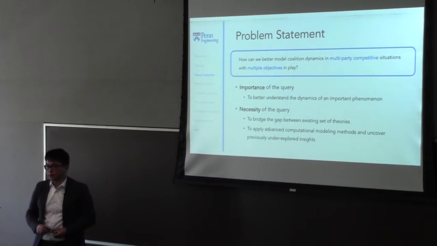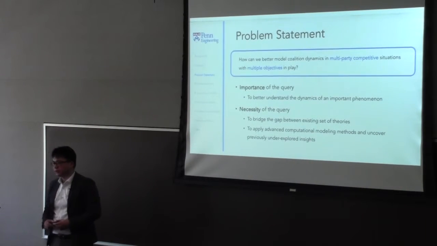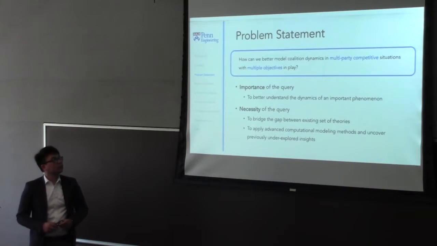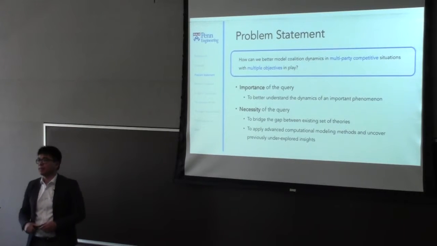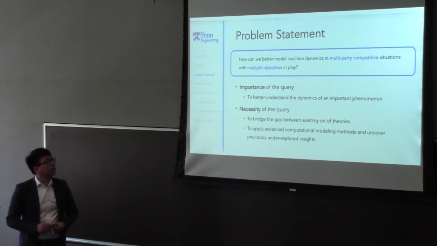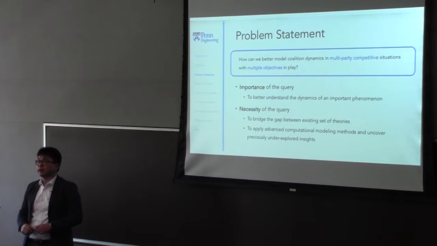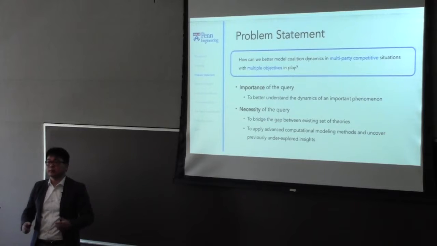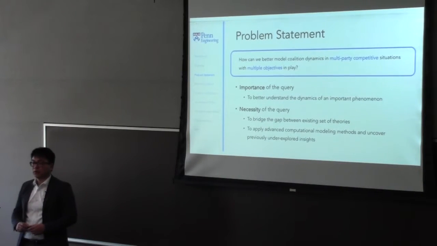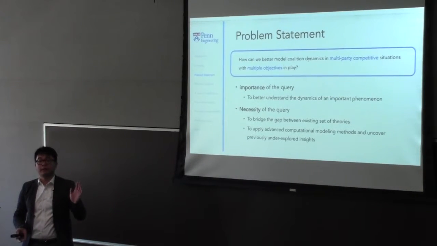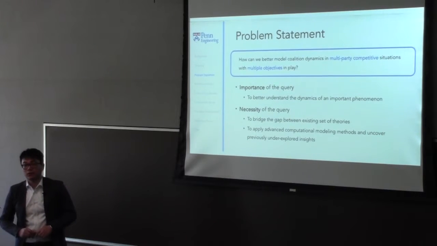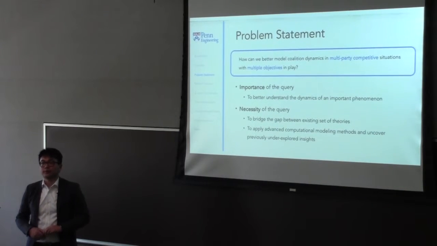So the problem statement, the question in study is very simple. It's how can we better model coalition dynamics in multi-party competitive situations with multiple objectives in play? There are three keywords here. The first one being multi-party, so you want a game with multiple players. Competitiveness means that they have to compete for a limited utility amount that's available in the context. And the last but not least, the multi-objective is that there are different objectives the agents are trying to reach that are on different dimensions. And we'll get a clearer picture of that when explaining the objectives and the policy space.